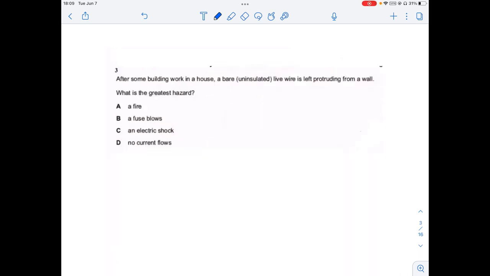Coming to question number 3: after some building work in a house, a bare uninsulated live wire is left protruding from the wall. What is the greatest hazard?